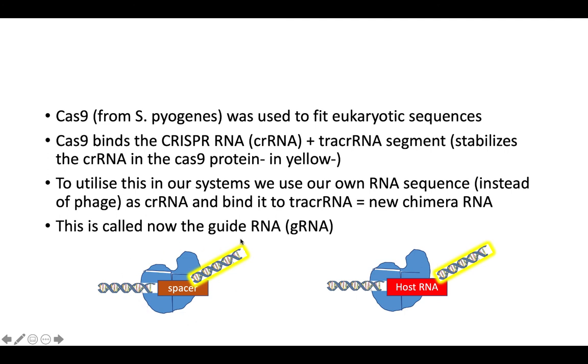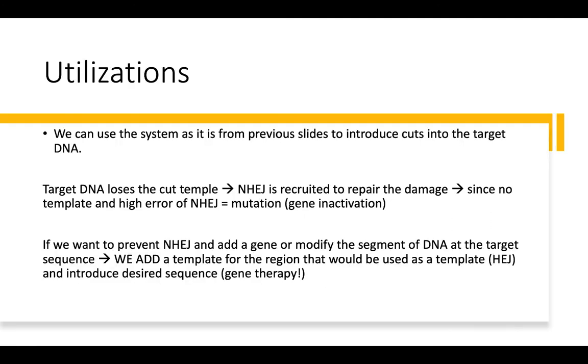So now, what can we do with this? To utilize this in our system, we use our own RNA sequence as the crRNA. We bind it to the tracer RNA from the bacteria. This is a new chimeric RNA, my guide RNA. So this is the guide RNA, the tracer from the bacteria and our host RNA, and this binds to the Cas9 protein, and then this guides your Cas9 to a specific sequence in your own DNA.